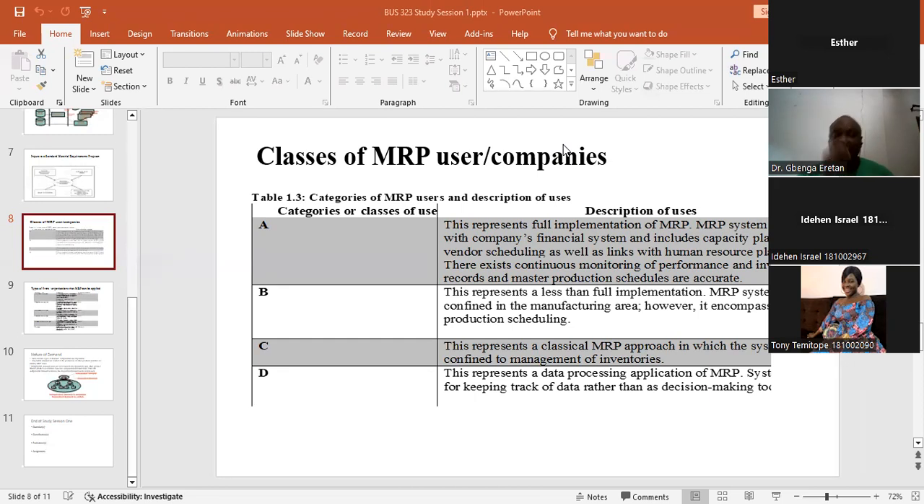Then category D, this represents a data processing application of MRP system for keeping track of data rather than decision making. This category D organization only takes data of events that have occurred and they use the data to analyze, just like the research and development unit. But they are not fully interested in full implementation of the material requirement planning computer-based system in the proper control of their stock as a method of ensuring the minimum stock level and the availability of products.